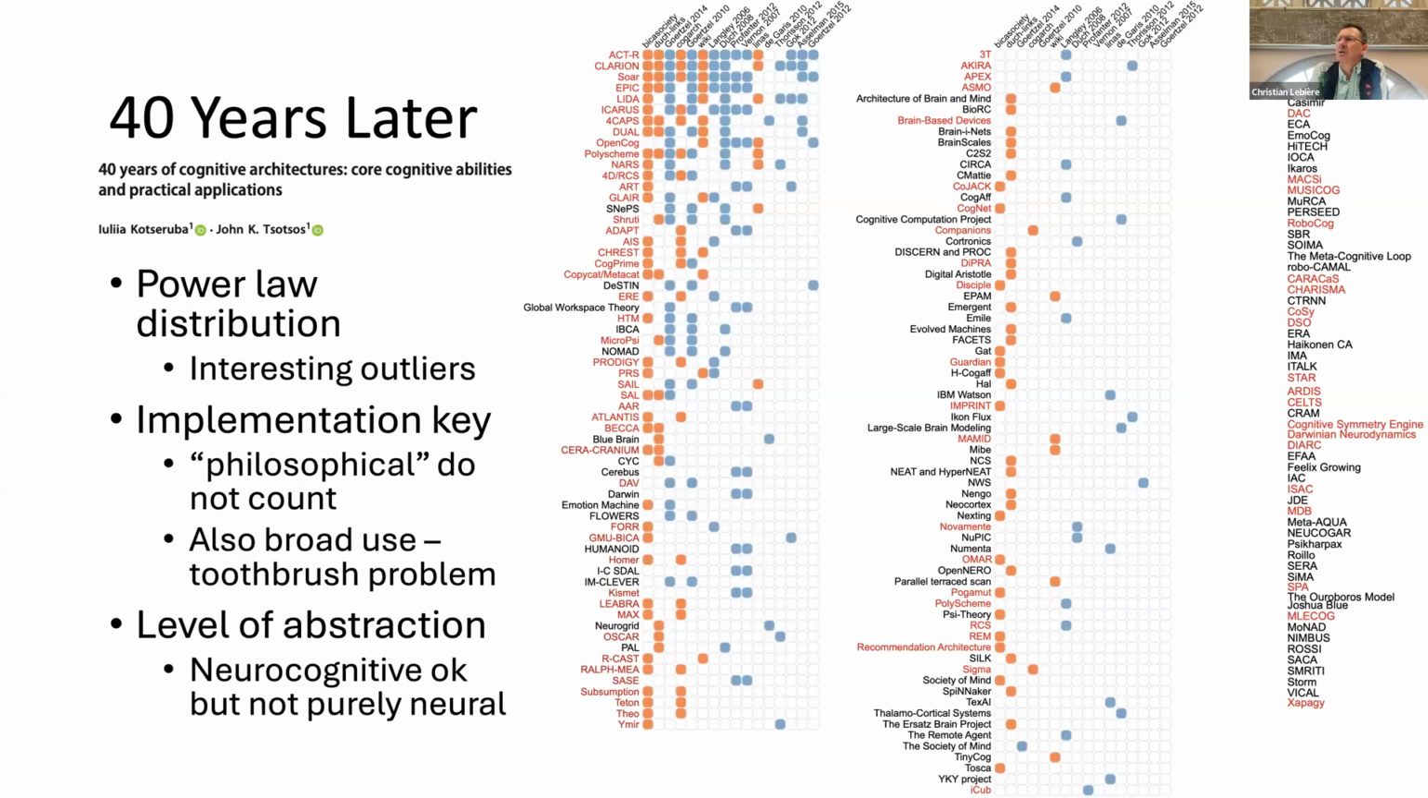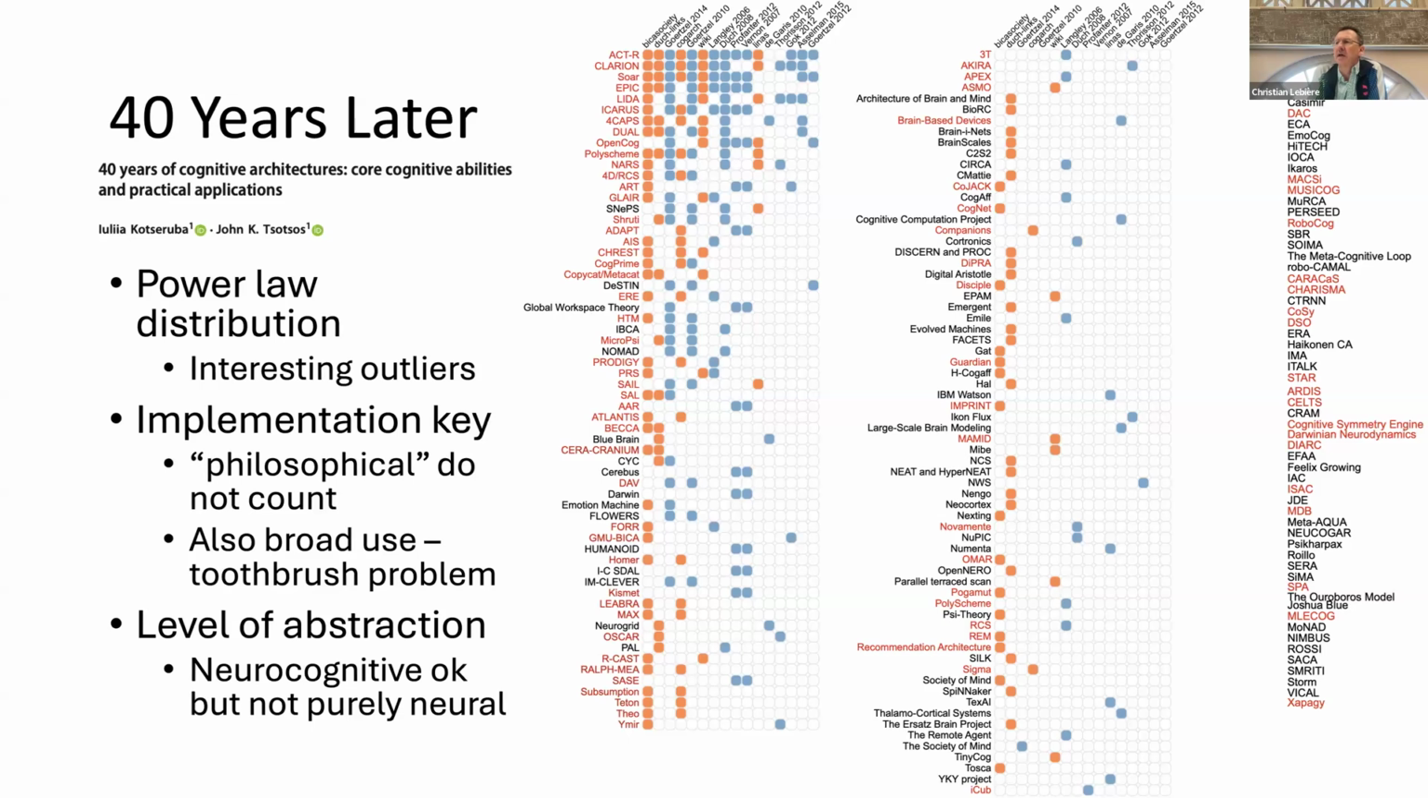A few years ago, Kotseruba and Tsotsos wrote a very thorough survey paper that they called 40 Years of Cognitive Architecture. And now we're almost at 50 years. They did a fairly systematic review of cognitive architectures. So you see one of their graphs there about the list of cognitive architectures and the various references that were made to them.